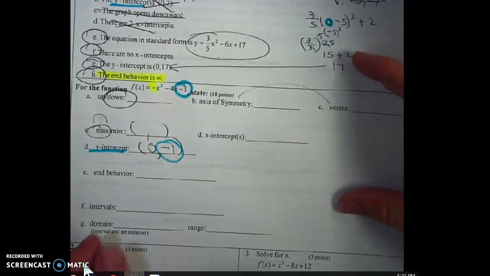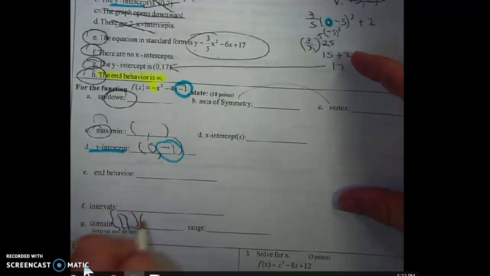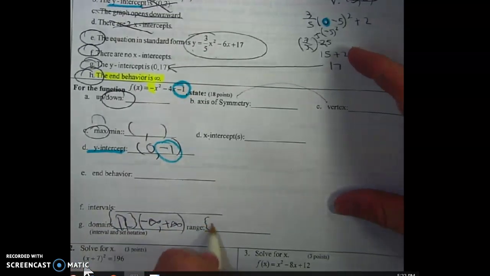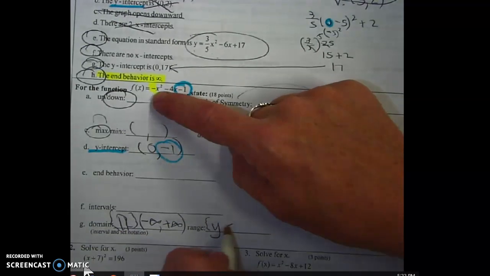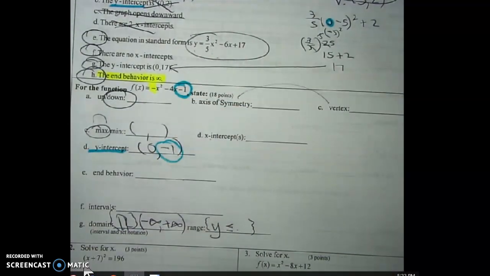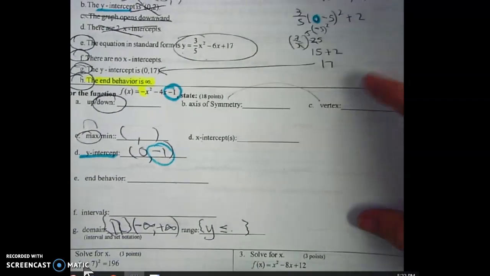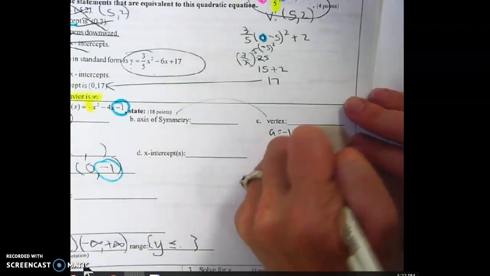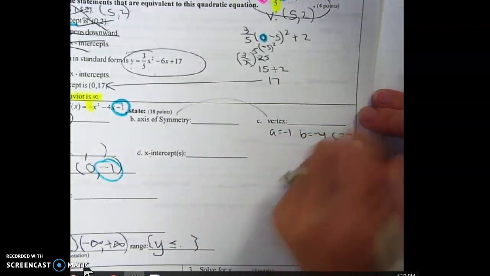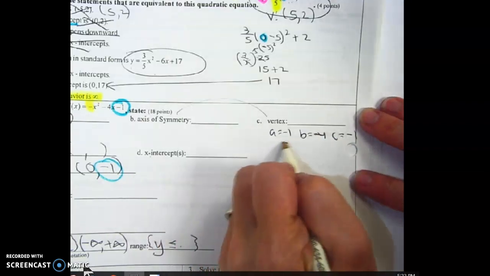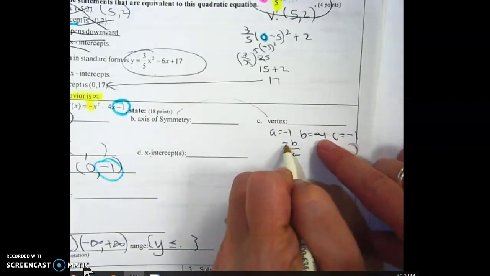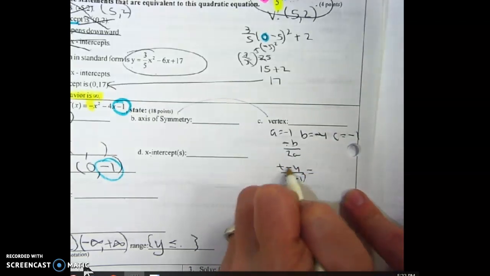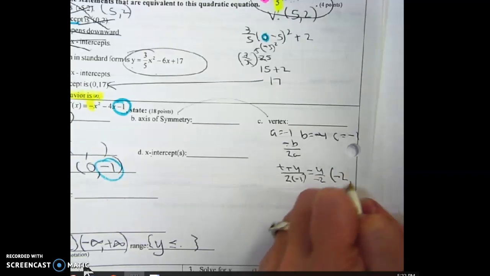You remember the domain of all of them is all real numbers, negative infinity to positive infinity. And then the range will be y is, because it's going down, less than or equal to, and we've got to figure out the y value of the vertex. There's a lot of power in that vertex, so let me find it. a equals negative 1, b equals negative 4, c equals negative 1. The formula for the vertex is negative b over 2a, so it's negative of negative 4 over 2 times negative 1, which is 4 over negative 2, which is negative 2.